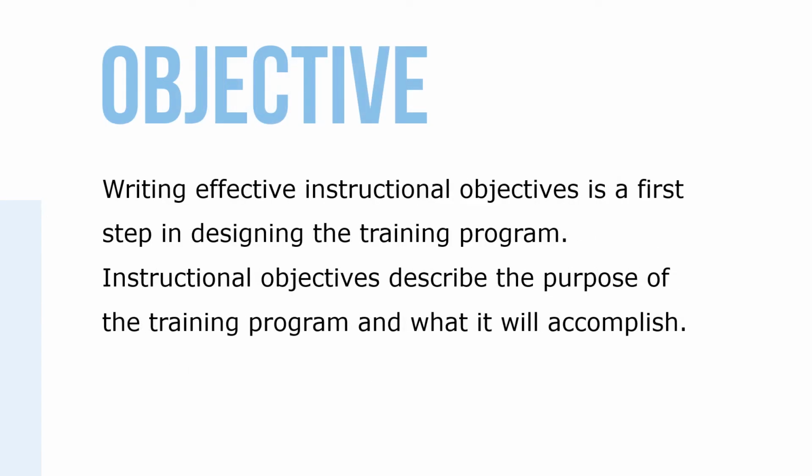Writing effective instructional objectives is the first step in designing a training program. Instructional objectives describe the purpose of the training program and what it will accomplish. The objectives should be linked to the organization's goals and conveyed to employees so that they understand what they should learn from the training and how they can use it on the job.